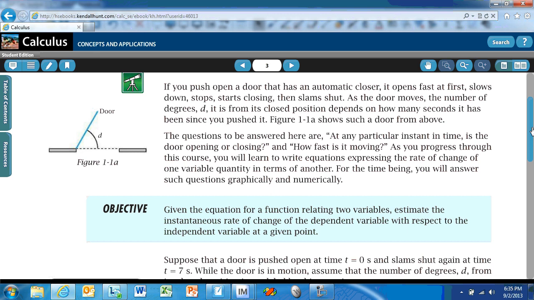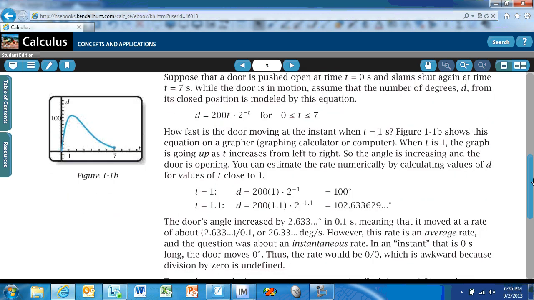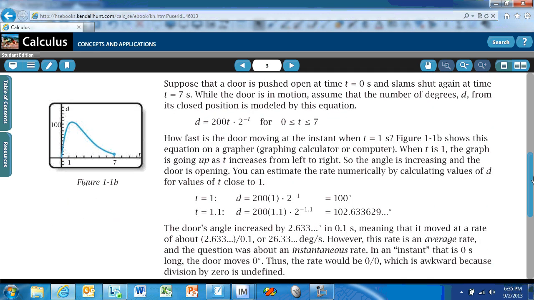As the door moves, the number of degrees D it is from its closed position depends on how many seconds it has been since you pushed it. So that's the premise here. That's the problem that we're looking at. So the question that we're going to ask is this. It says, suppose that a door is pushed open at time t equals 0 seconds, slammed shut again at t equals 7 seconds. While the door is in motion, assume that the number of degrees d from its closed position is modeled by this equation. D equals 200t times 2 to the negative t, for t between 0 and 7 seconds.